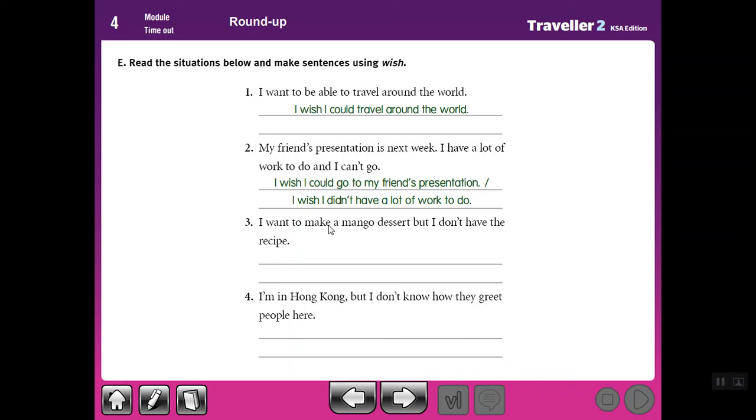Number three, I want to make mango dessert. Dessert here means sweet thing, sweet thing. But I don't have the recipe here. Okay. Number three, I want to make. So you will say I wish I had. Yes. I wish I had the recipe for the mango dessert.